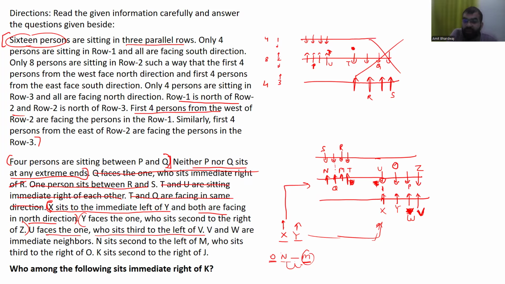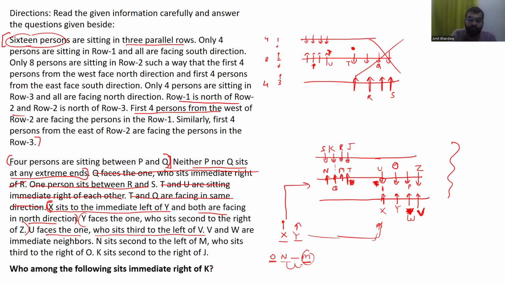K sits second to the right of J. K sits second to the right of J. K sits second to the right of J. Only these positions are vacant. Second to the right of J. K should be there. Yes or no? And this is the final diagram in front of us. And you can easily analyze how this thing will work whenever you are making 2 diagrams. Things are easy for you. Things are clearly visible, right?